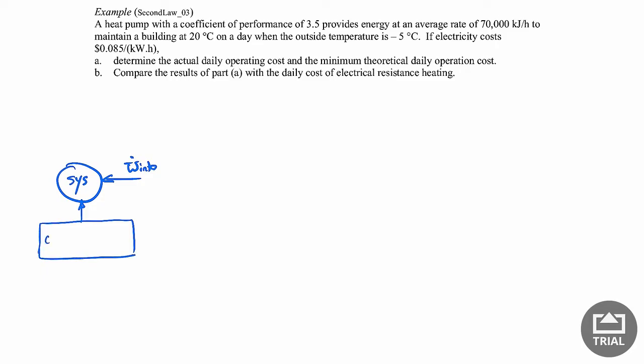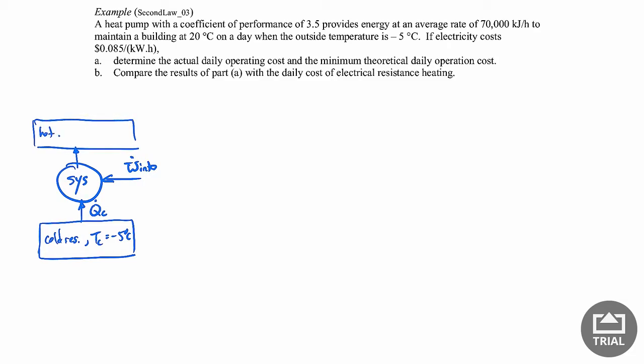which I'm drawing right now. So here's our cold reservoir. And we're given that the temperature of the cold reservoir is minus 5 degrees C. And we're pulling some energy out of that in our heat pump cycle at a particular rate. So we'll call that Q dot C. And then that energy goes ultimately into the hot reservoir, which is our building.